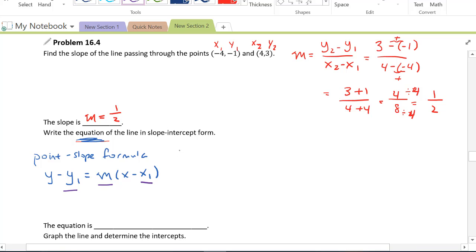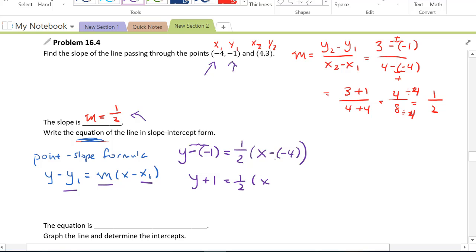So again, the first y doesn't change, so we just get y minus y1. Well, we have it right here, we labeled it y1 over here. y1 is negative 1. Equals m. We found it right here, we just found it before. m is 1/2. So that's m times x minus x1. What's x1? x1 is right here. x1 is negative 4. So it'll look like that. Then negative and negative turn into a positive. So that's y plus 1 equals 1/2 times x, and then this negative becomes a plus 4.